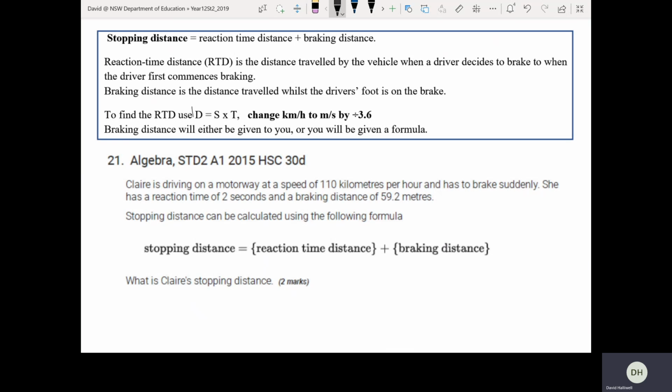To find the reaction time distance, use distance equals speed times time. Often, though, you need to convert units. This is a handy thing to remember: kilometers per hour to meters per second, you divide by 3.6. If you can't memorize it, that's okay.